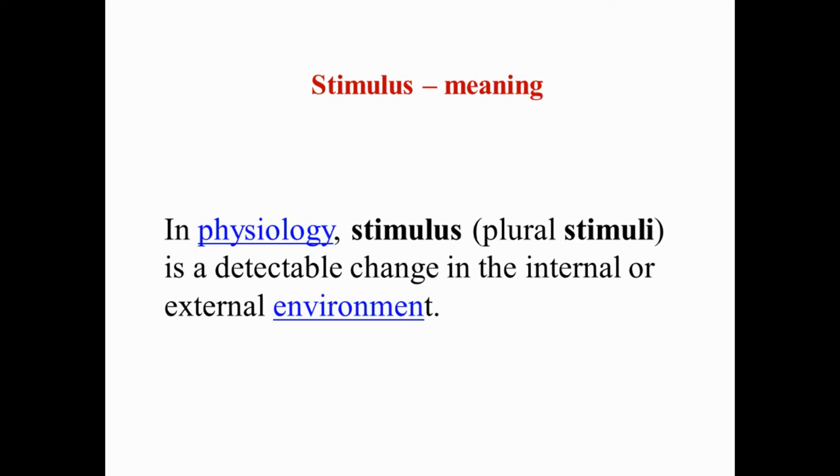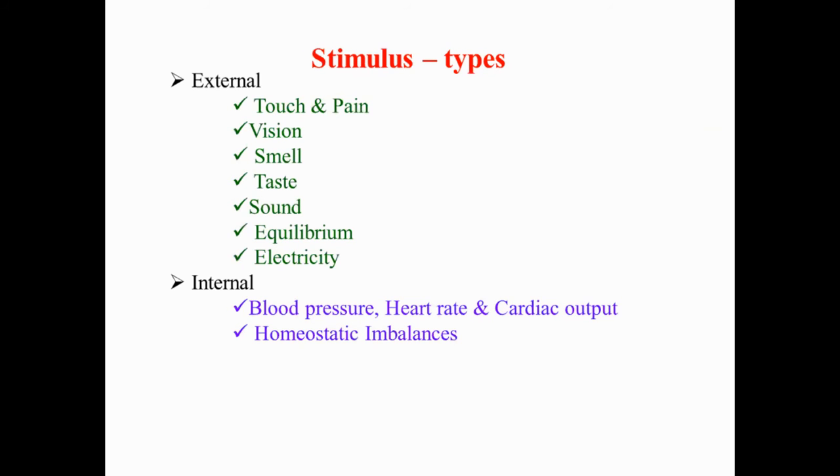A stimulus is a detectable change in the internal or external environment. Just like our external conditions: touch or pain, vision, smell, taste, sound, equilibrium, electricity. These are the external stimuli, due to which our biochemical process inside the body will change. It will be triggered in a different direction. An ionic transfer will start, and there will be a change in voltage.